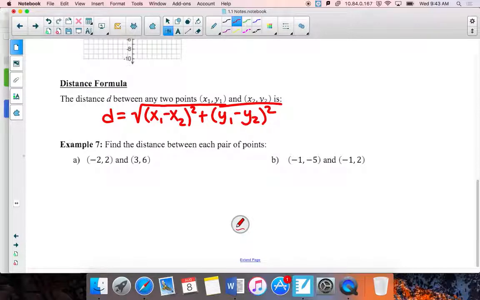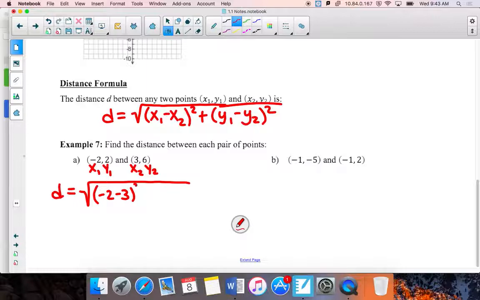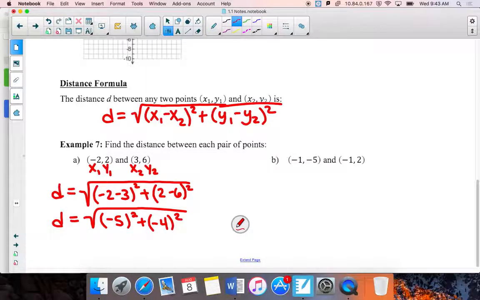So I'm going to go ahead and do A, and then I'm going to leave B for you guys to do on your own to see if you're understanding. So again, I'm going to label these x sub 1, y sub 1, x sub 2, y sub 2. Plugging these into that formula right above, we're going to get -2 minus 3 quantity squared, 2 minus 6. Simplifying in those parentheses, that's going to be a -5 squared, -4 squared.